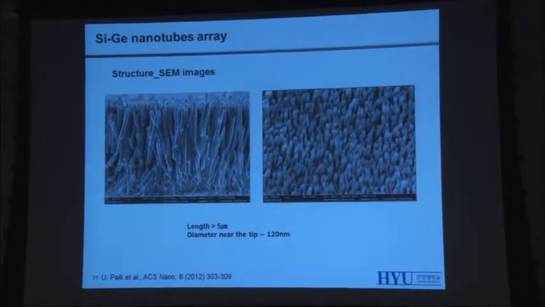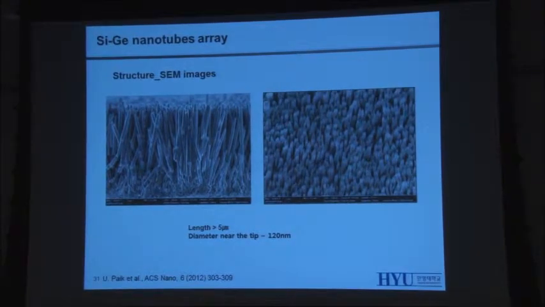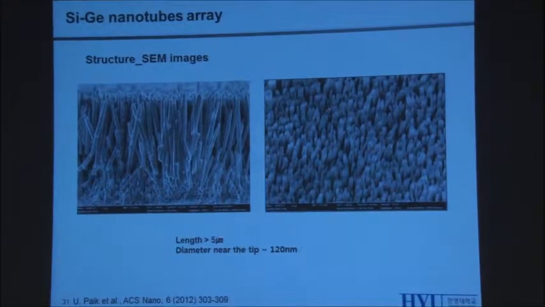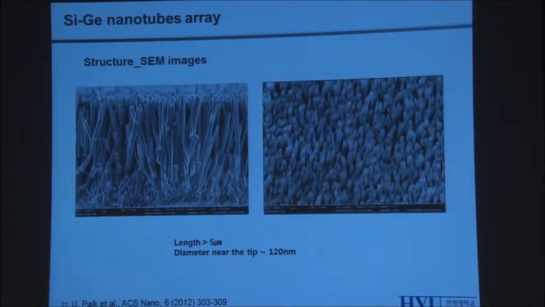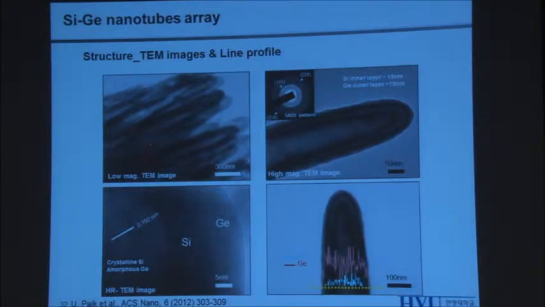So the SEM picture shows very well grown, synthesized silicon germanium tubular material, the length around 5 micrometers, and the diameter near the tip is 120 nanometers. The TEM picture shows the silicon inner layer around 15 nanometers, and the outer layer is 15 nanometers. And also, the EDX shows silicon and the germanium outer layers. You see here in the TEM, the silicon has a crystalline phase, germanium has an amorphous phase.